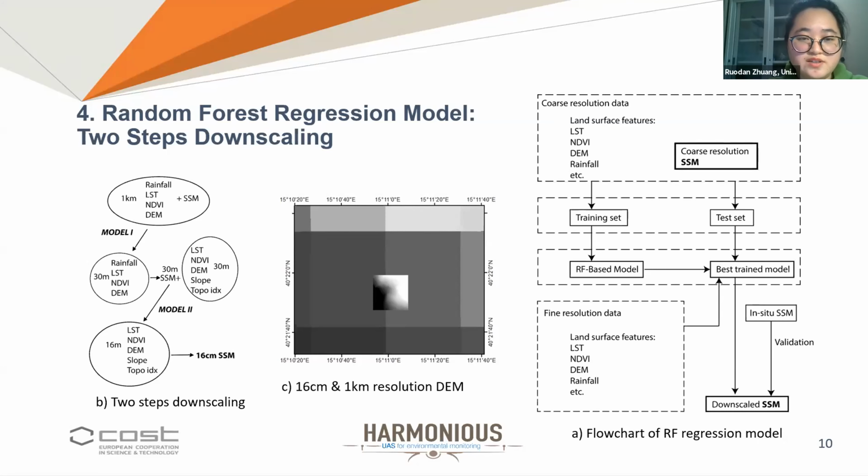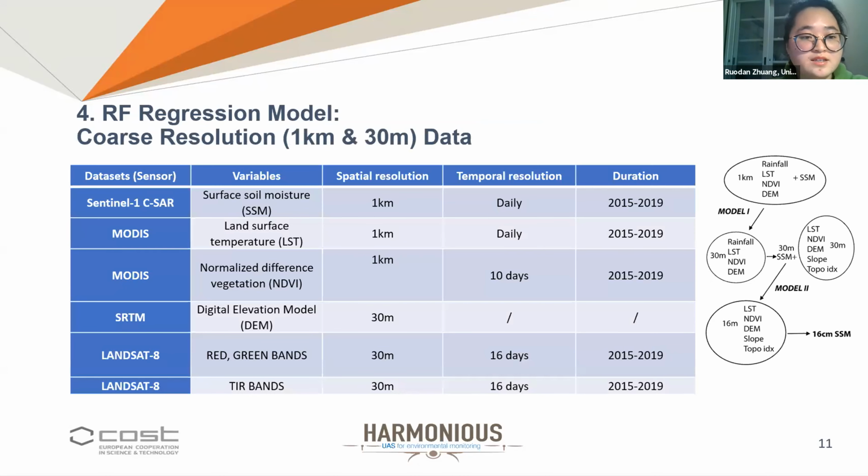Some scale issues of land surface features were observed. So we proposed a 2-step downscaling with the help of land surface features in 30-meter resolution as intermediate data. The coarse resolution data used here include the 1 kilometer soil moisture product from Sentinel-1, 1 kilometer land surface temperature and NDVI from MODIS, 30-meter thermal band, red and green band data from Landsat 8, and also DEM data from NASA SRTM.